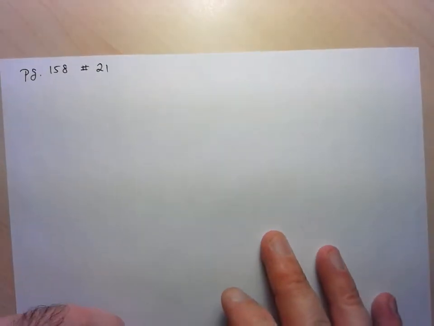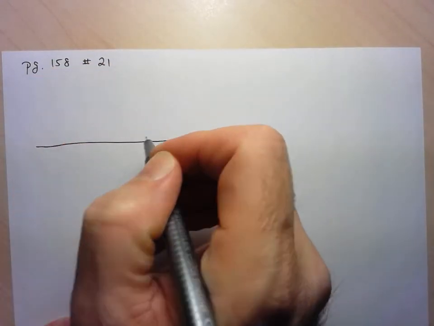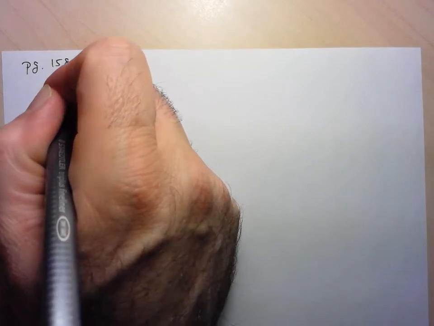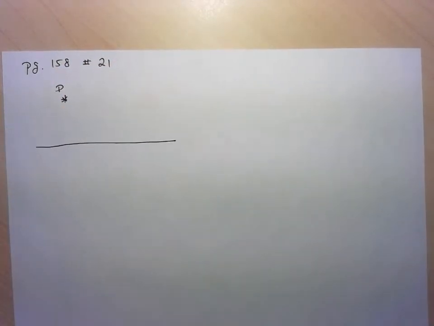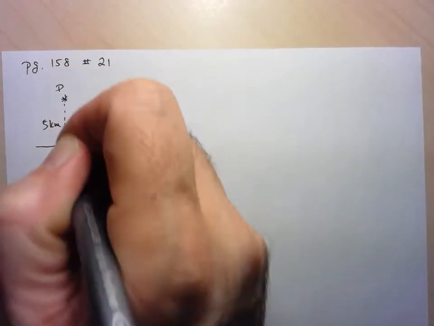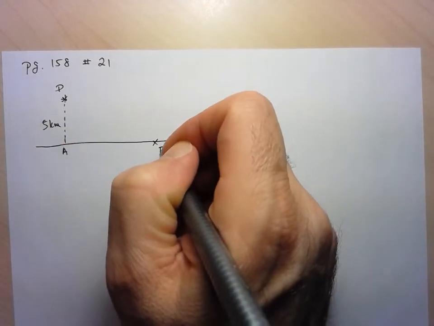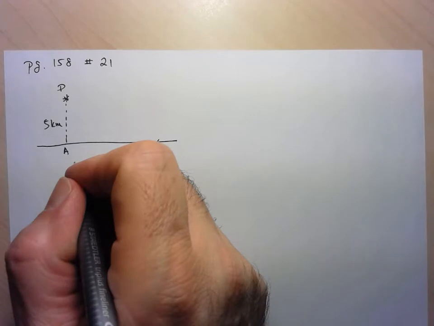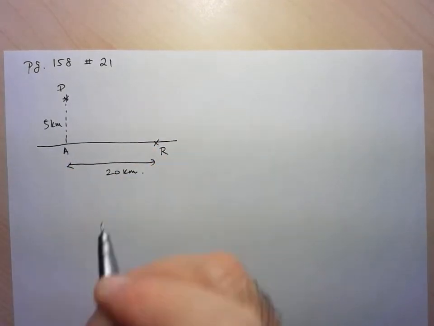Okay, so let's start by setting up our diagram here. So you've got your shoreline, okay, and somewhere out here you have your oil well, and they tell us that it's 5 kilometers from the shore, and they tell us that that's point A, and then we have to take it to the refinery, which is somewhere 20 kilometers down the shore. So this is our scenario.